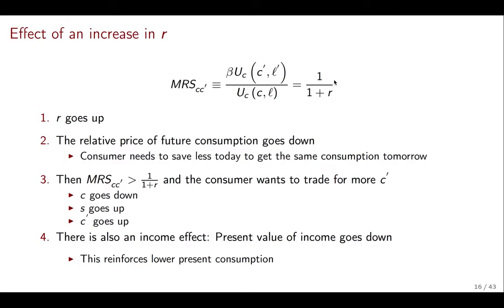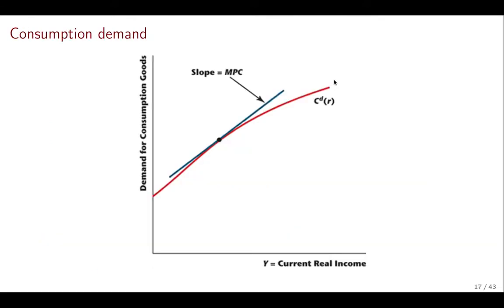With this in mind, we can go and check graphically what the definition of the consumption demand is going to be. The critical thing here is that consumption demand not only depends on the level of the interest rate, it also depends on current real income. If the consumer has more income, then the consumer is going to want to consume more. That's the normal wealth effect that we have studied before in other classes.